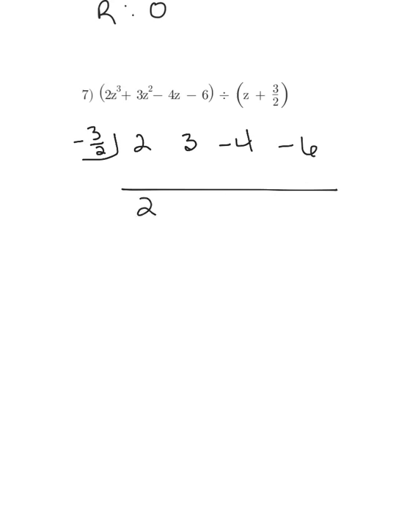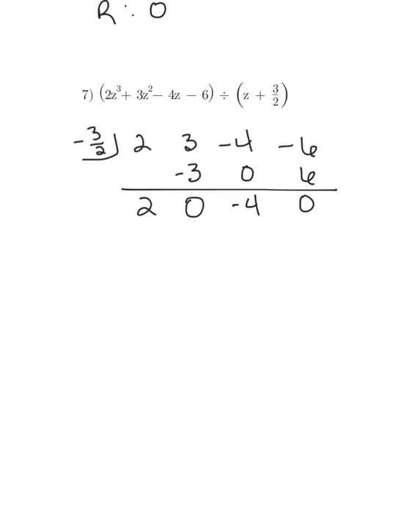Bring down the 2. 2 times negative 3/2 is negative 6/2, which equals negative 3. Negative 3 plus 3 gives me 0. 0 times negative 3/2 is 0. Negative 4 plus 0 is negative 4. Negative 4 times negative 3/2 is positive 12/2, but that equals 6. Negative 6 plus 6 gives me 0.